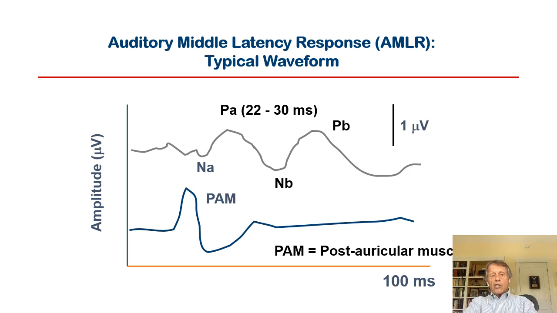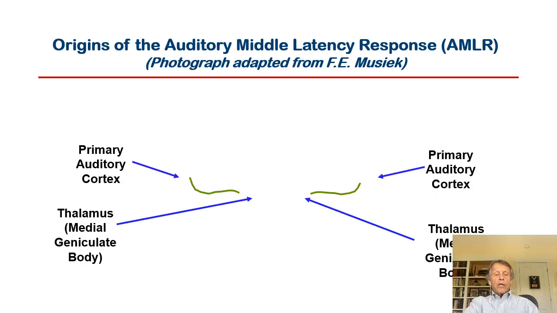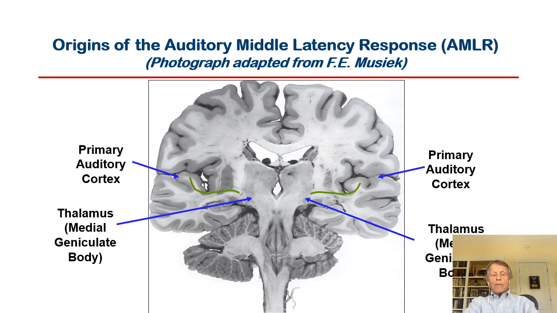In an infant or a young child, we don't see this entire response. We only really often see the PB component, and we record it at a much later latency than 50 milliseconds. We do know that the middle latency response arises from structures in the thalamus, the pathways from the thalamus to the cortex, auditory cortex, and the primary auditory cortex. So we know it's a thalamico-cortical response, and the PA and PB components are definitely arising from the auditory cortex.